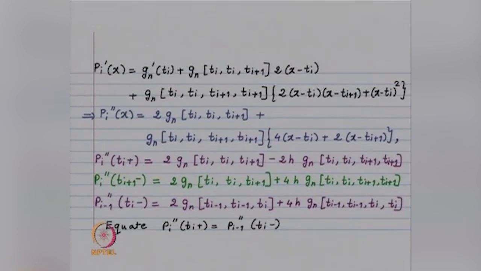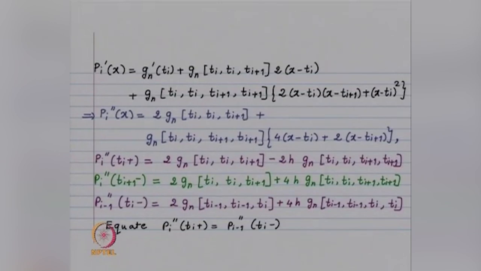So, this is the expression for the second derivative of p_i on the interval t_i to t_{i+1}, and p_i is nothing but the restriction of g_n to the interval t_i to t_{i+1}. The value of p_i'' at t_i from the right is given by putting x equal to t_i. When you do that, you get the expression on the right. The term x - t_i vanishes, and x - t_{i+1} is t_i - t_{i+1}, which gives us minus h.